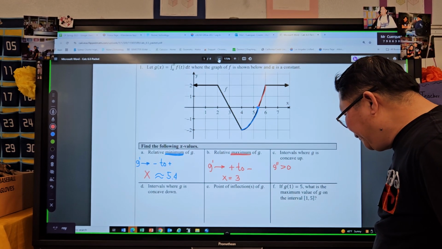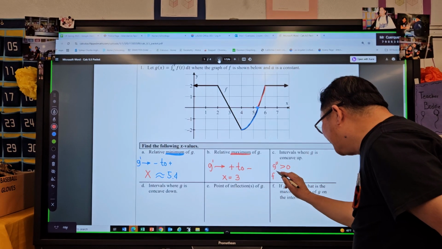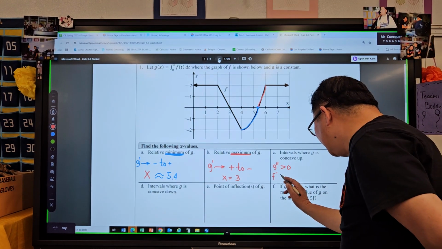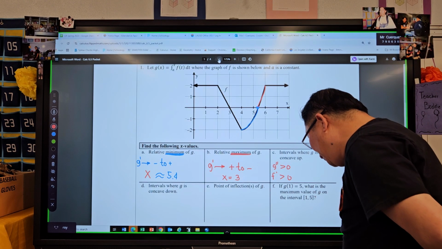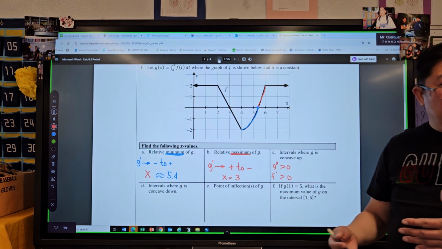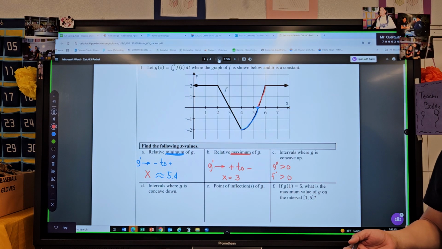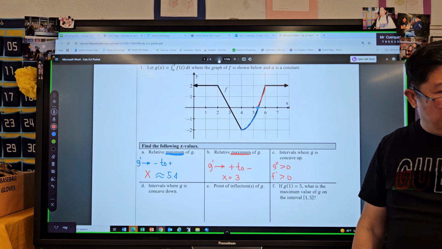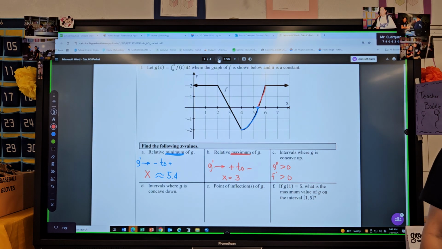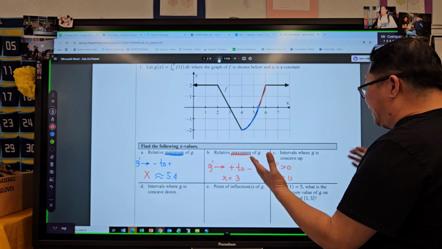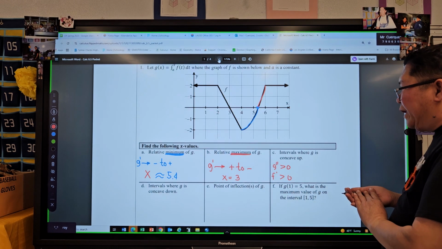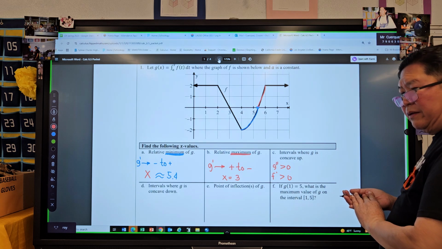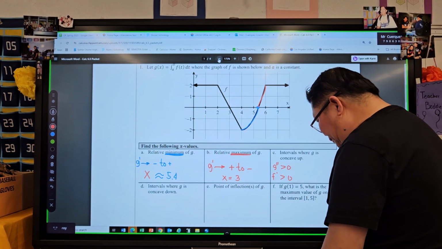What else? The g prime should also be greater than 0. Which means the f prime, and the f prime is equal to g double prime. Okay? So, look at the interval. Greater than 0. What do you think is the interval? 0 to 3.